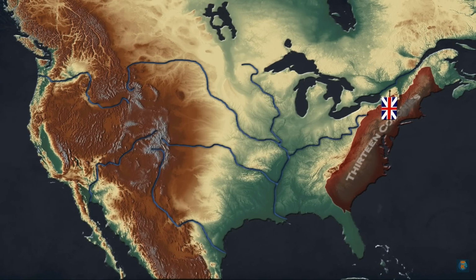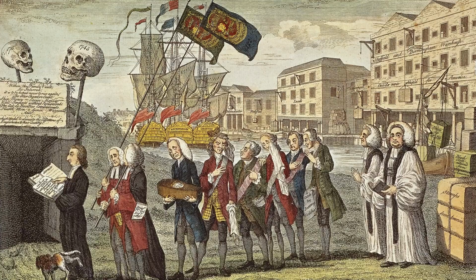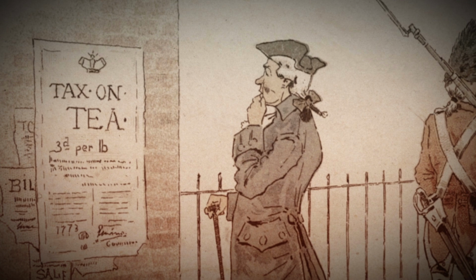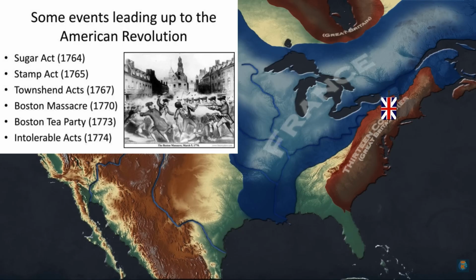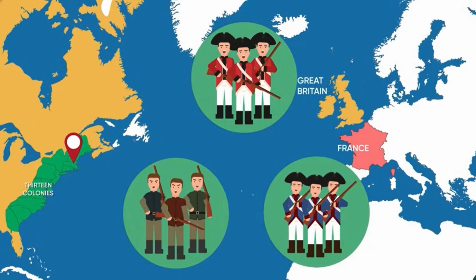Tensions between the colonies and the British government grew over issues of taxation, representation, and autonomy. The Stamp Act of 1765 and the Tea Act of 1773 provoked widespread protest and resistance, leading to the outbreak of the American Revolutionary War in 1775.